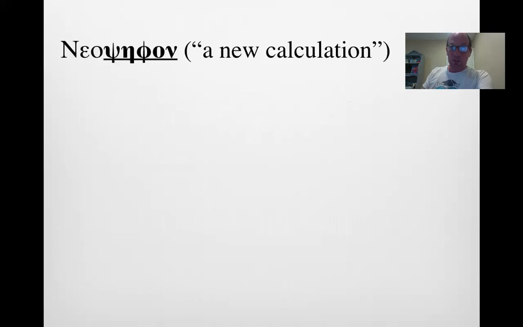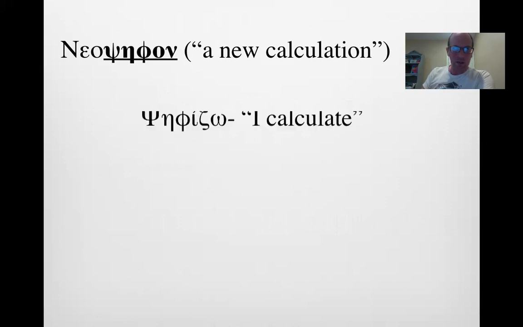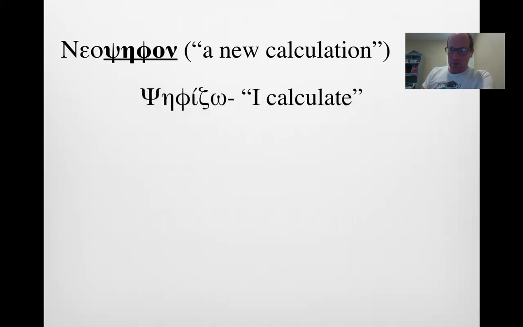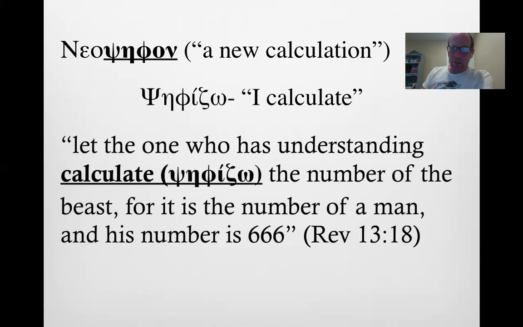So look at this. Neopsephon is the word for a new calculation. Neo, that's where we get the word we use even now for new. Psephon is the word calculation. Look at this. Psephidzo is the word I calculate. And that word shows up here in Revelation 13. It is a puzzle, and it's telling you, figure it out.